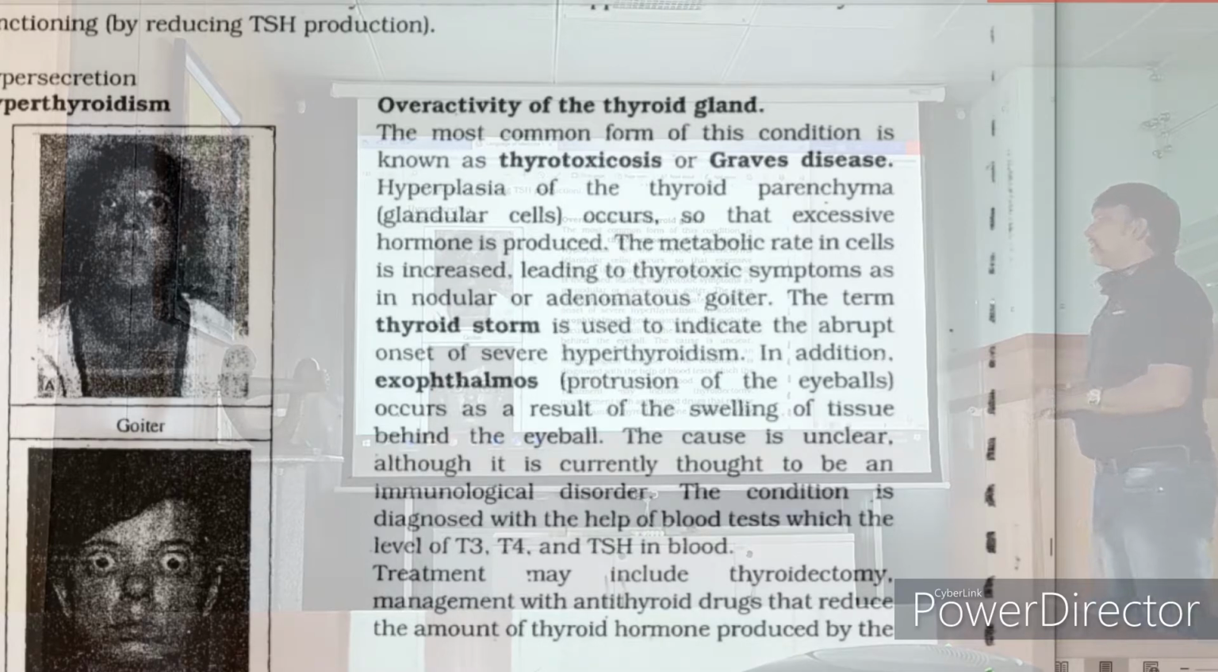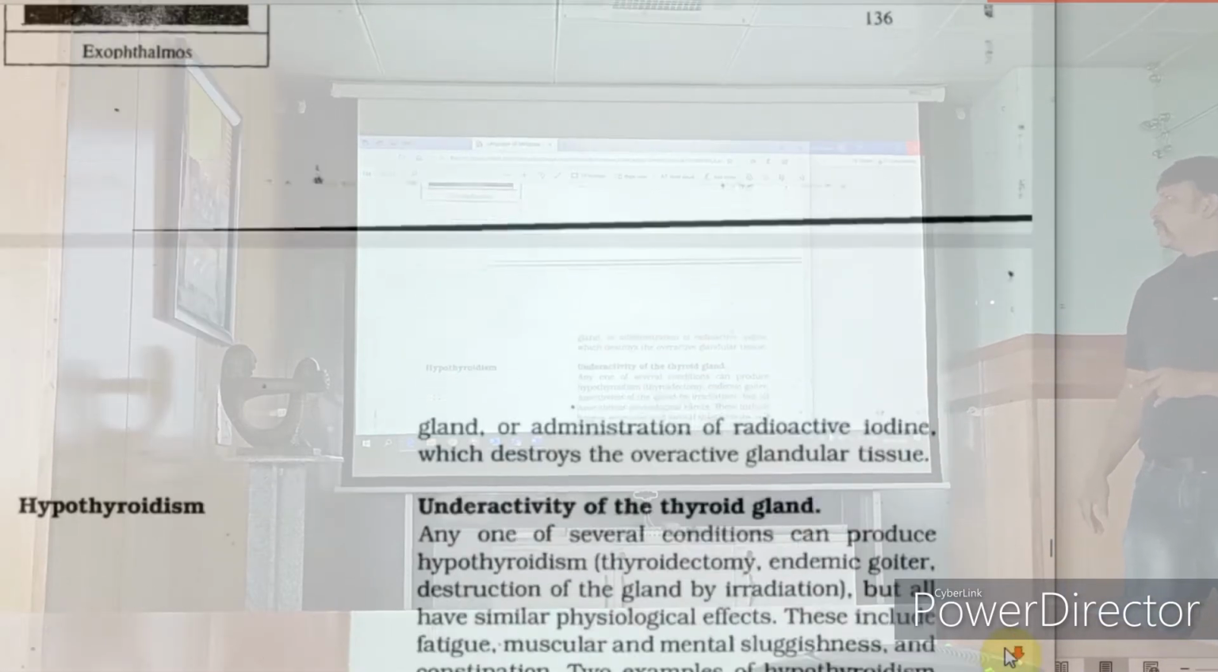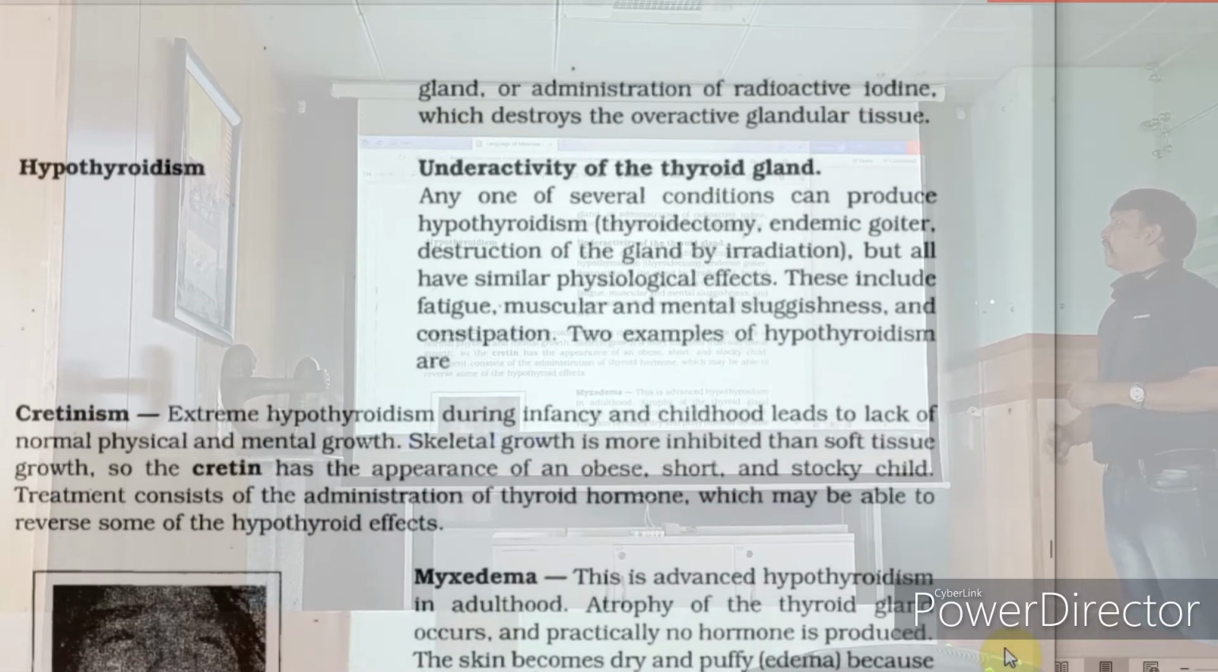The cause is unclear. It is currently thought to be an immunological disorder. The condition is diagnosed with the help of blood tests for T3, T4 level and TSH. Treatment is either thyroidectomy or anti-thyroid drugs that reduce the amount of thyroid hormone produced by the gland, or administration of radioactive iodine, which destroys the overactive glandular tissue. There is a radioactive iodine which is given.